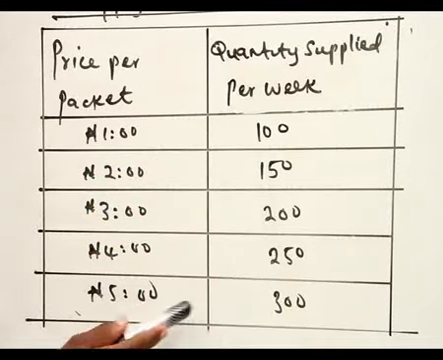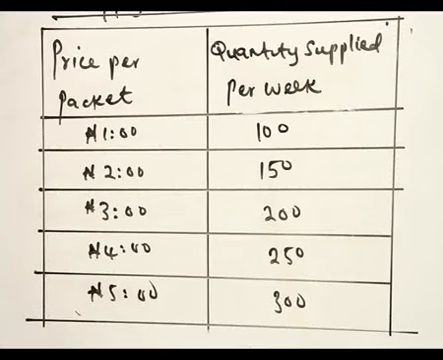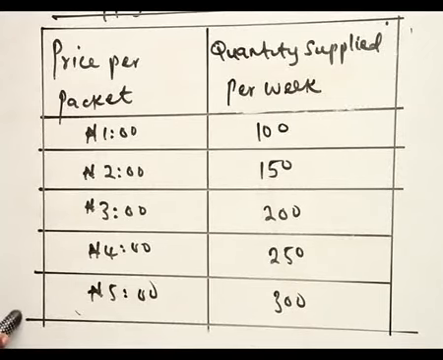The indication is that the price motivates the producer to supply more. As a result of what? As a result of the increase in the price of the commodity in the market. That the supplier will be willing to supply more commodities to the market when there is an increase in price of such commodity. But if there is a decrease in the price of the commodity in the market, it will discourage the producer from supplying more to the market.